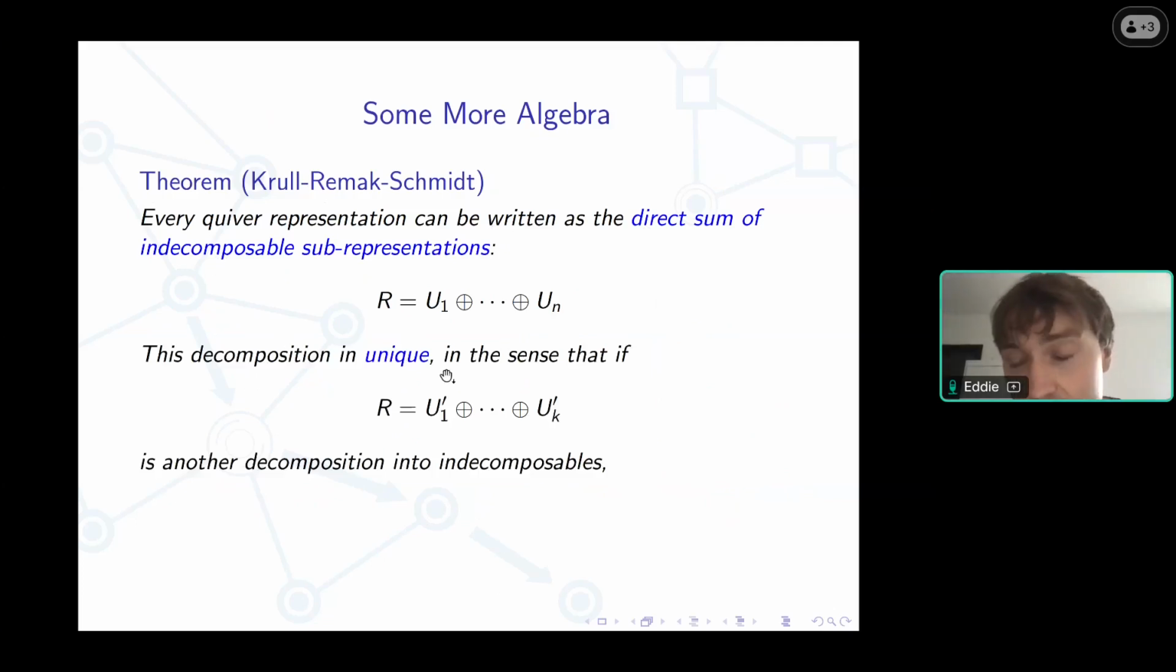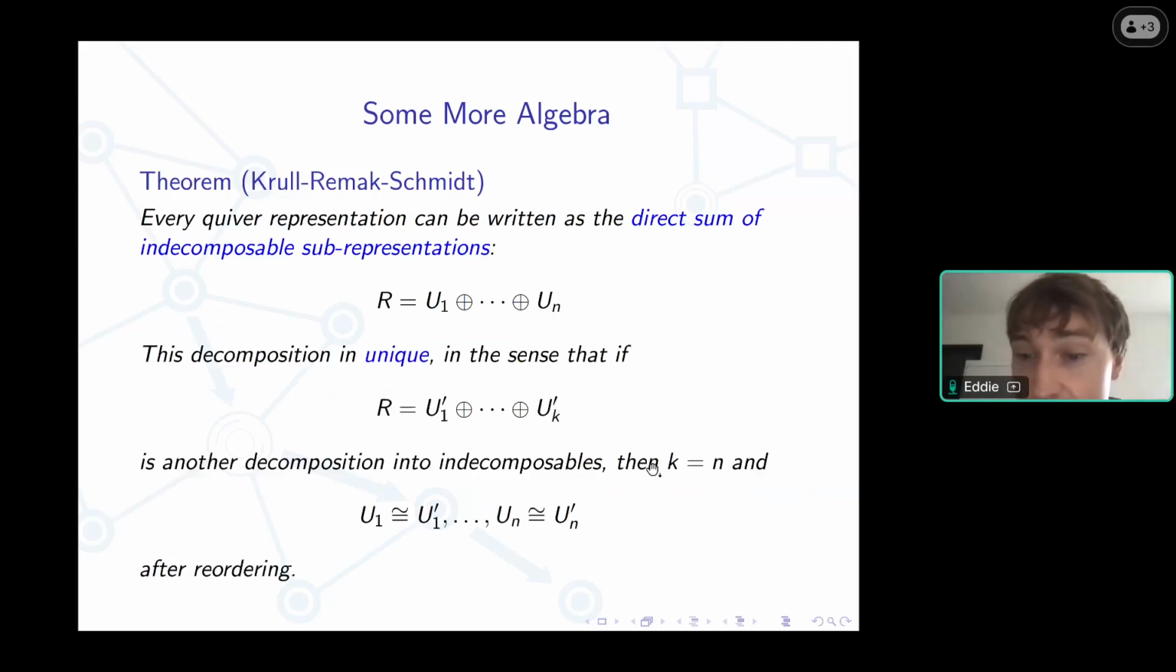The decomposition is unique in a special way, in the following sense: if you have another decomposition into indecomposables, then necessarily n is k, so it's the same amount. And after reordering, they're not the same per se, but they're isomorphic. So up to isomorphism type, the decomposition into indecomposables is unique. This is the same as for groups, right?